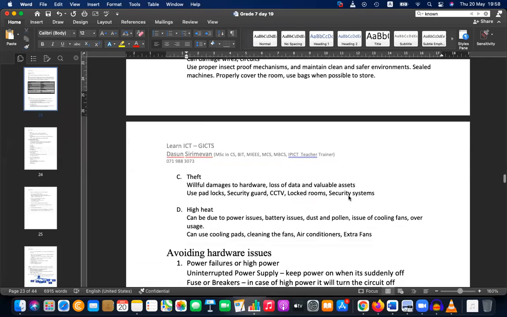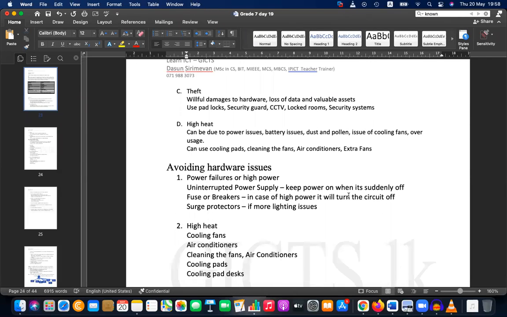Theft is again a problem. We can prevent theft with a locked room, CCTV, a security system, a padlock, and watchdogs. Watchdogs are not needed for our computers, but especially if it is a bank or some other organization which needs high security, it can employ watchdogs.